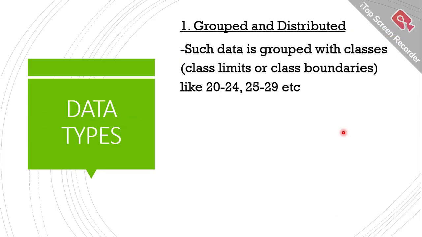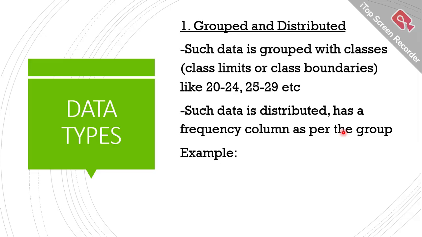Then we can talk about the last type of data, which is called grouped and distributed. Such data is grouped into what we call classes. Now the classes can be of 2 types, the class limits or the class boundaries, like these ranges you've seen in O-level. Such data has to be distributed. That means it has a frequency column as per the group.